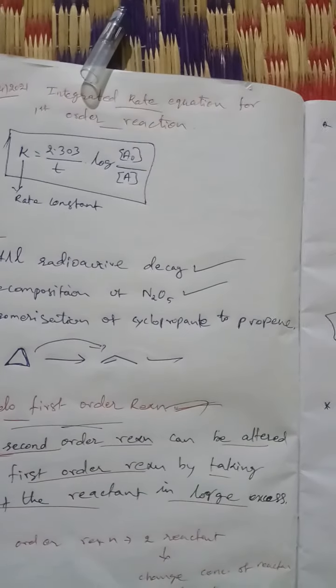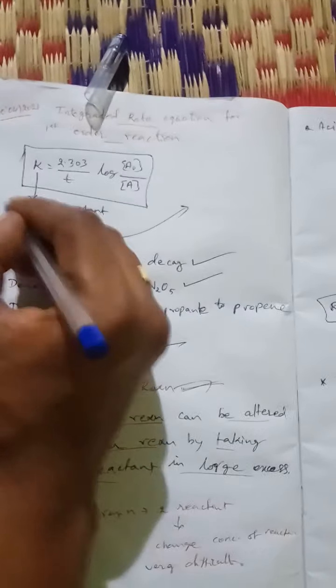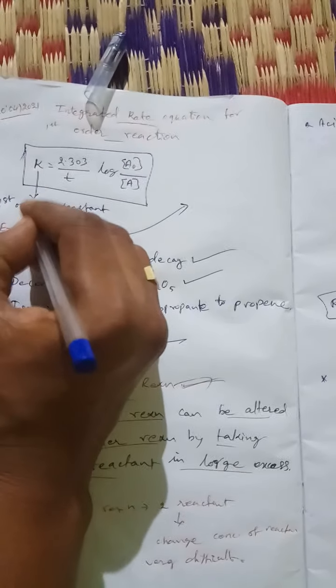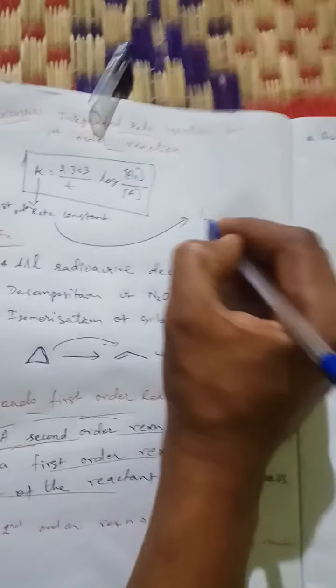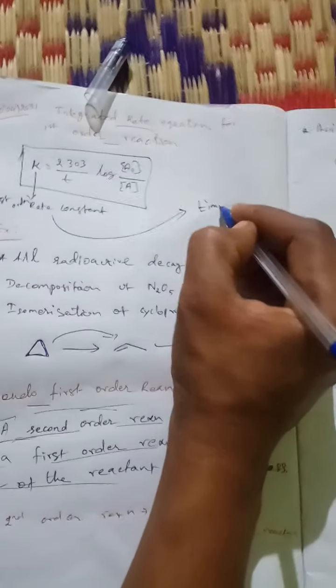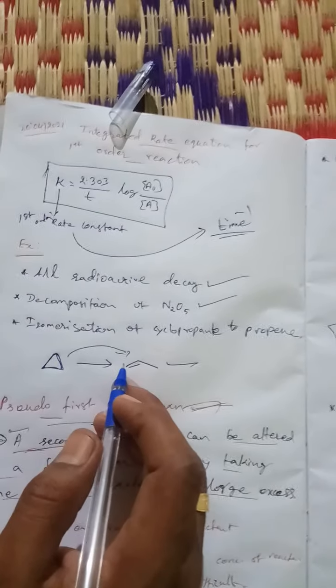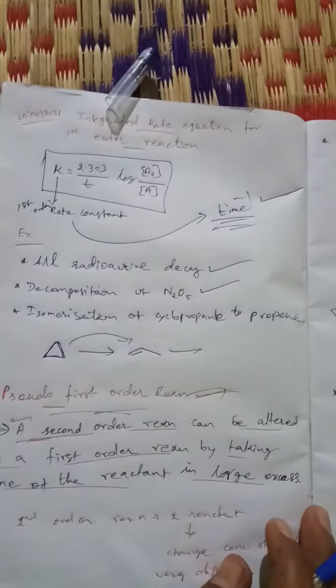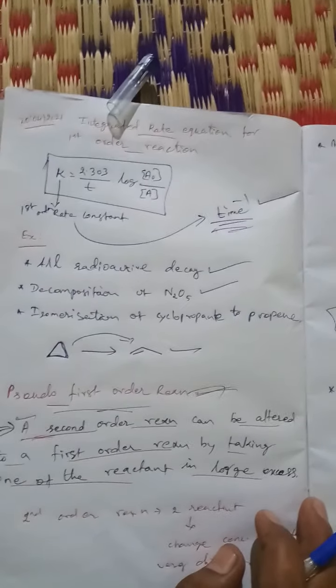And then another important topic: unit of first order rate constant. The unit of first order rate constant is time inverse. So the unit of first order rate constant is time inverse. This can come for 1 mark.